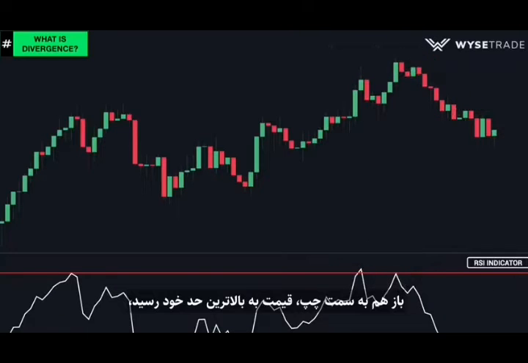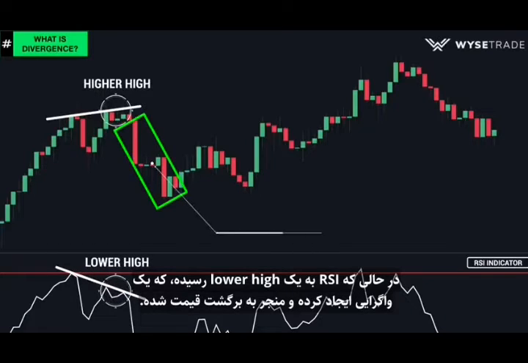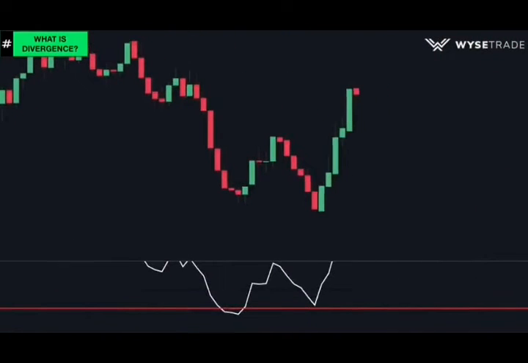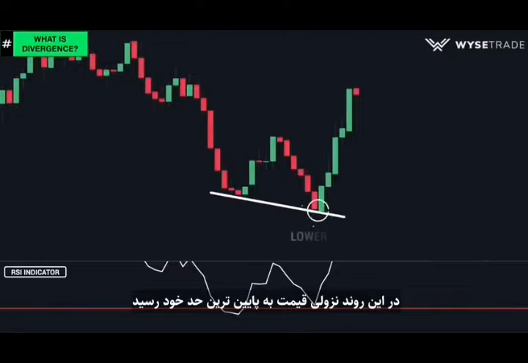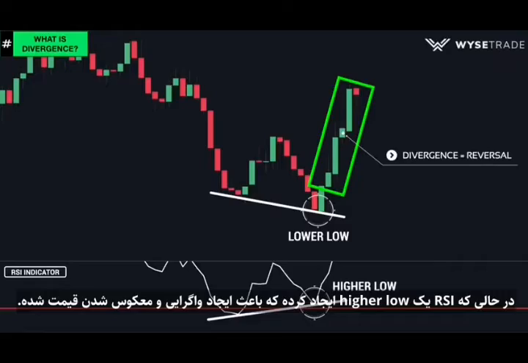Again to the left, price made a higher high, whereas the RSI made a lower high, which created a divergence and resulted in a reversal of price. So going in the opposite direction. In this downtrend, price made a lower low, whereas the RSI made a higher low, which created a divergence and resulted in a reversal of price.